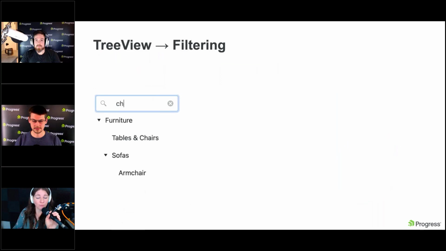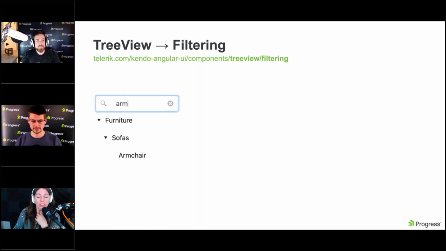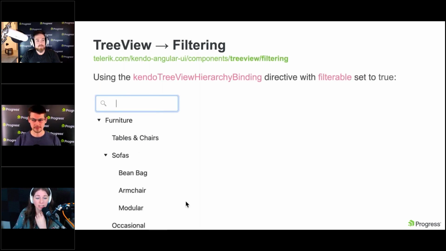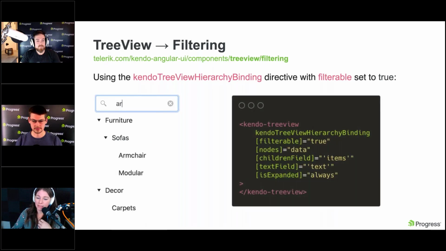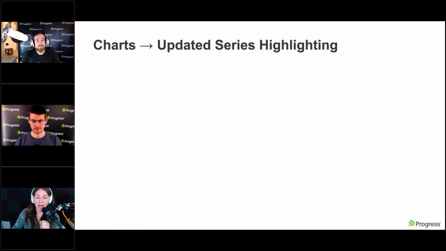The tree view now has filtering, AKA search. And let's see, there's the link. So tree view / filtering to check it out. And you use the Kendo tree view hierarchy binding directive and set filterable to true. And there is an example of a tree view with filterable equals true and the binding directive. So yes, I love the tree view, love that it now has search.